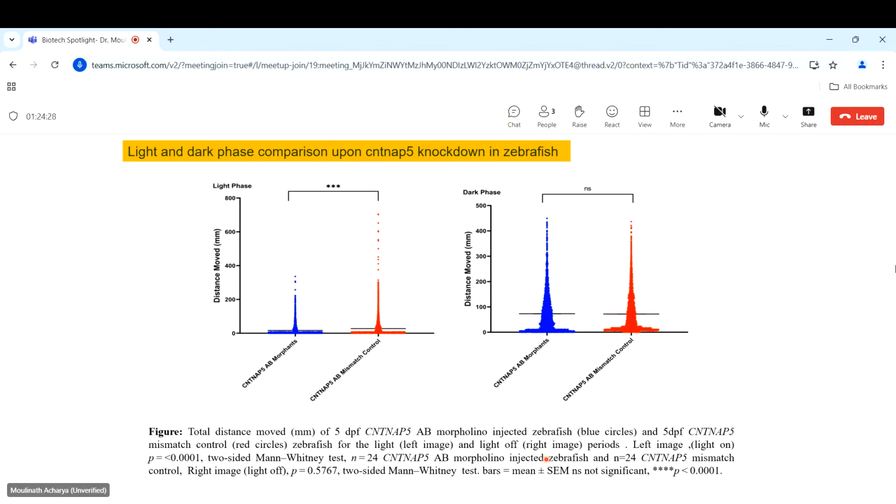Now, we are relating this behavior to their vision problem. I know this is not the best way to look at that, but in future we will use another method called optokinetic response to look into this behavior more closely.